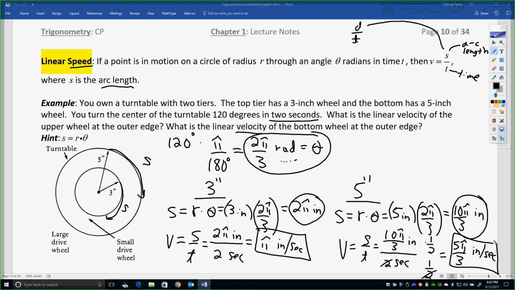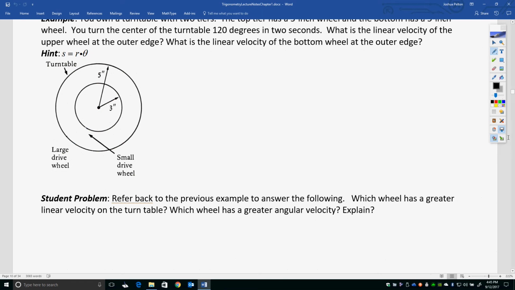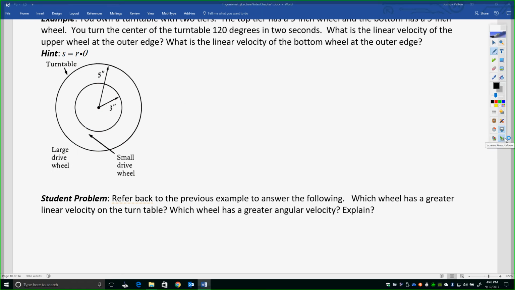Okay? So take a second, pause, and look at the student problem. Okay, so we can clearly see the student problem asks about angular velocity and linear velocity. Well, clearly, this one is traveling at a velocity of pi inches per second, and this one is traveling at a velocity of 5 pi over 3 inches per second. So clearly, the one on the outer edge is traveling faster because it has more distance to cover over that same amount of time. However, they're both turning the same angle of 120 degrees.